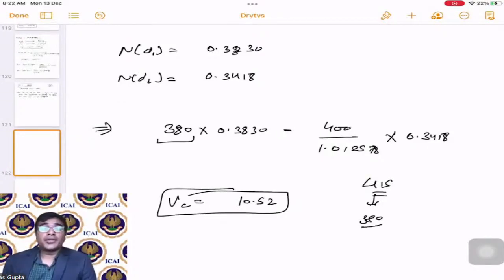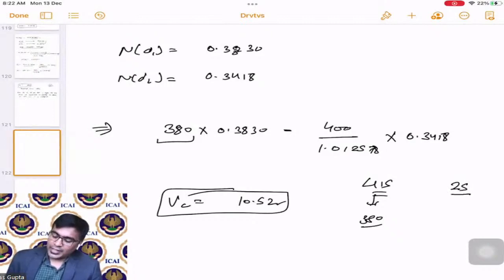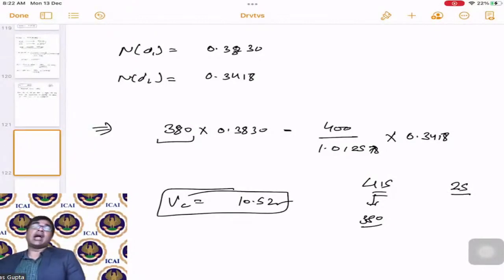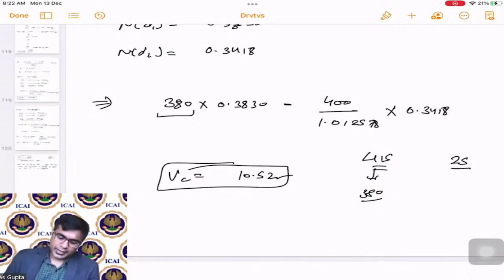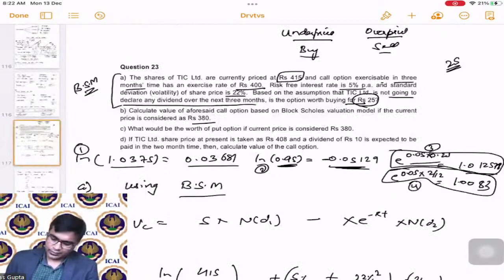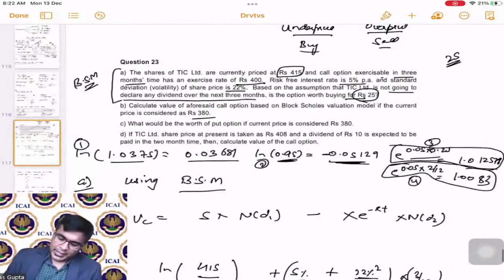Now in this case, the option is not worth buying because the option is available at 25 rupees. However, the actual value is only 10 rupees. If you have this option, kindly sell it because this is overpriced. Okay. Although this is not asked in the question, we are just going one step further and trying to understand the implication. Now, what is the next part? So A part done and B part done.